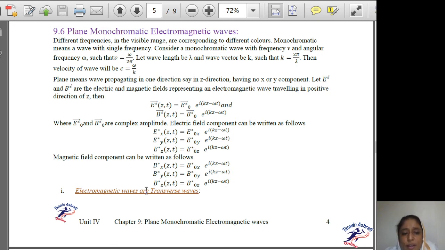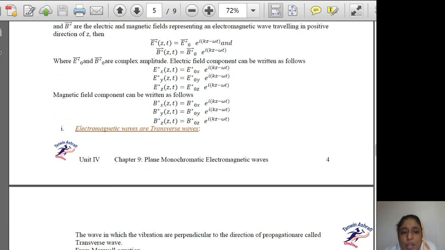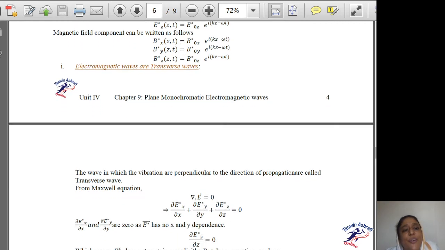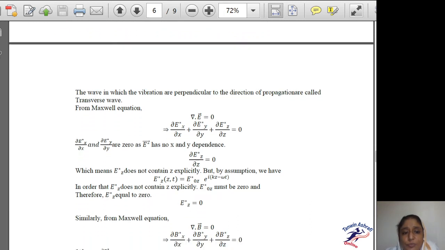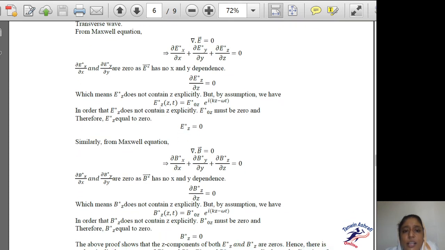Now, electromagnetic waves are transverse waves. This is one of the main topics, whether they are longitudinal waves or transverse waves. A wave which has a vibration perpendicular to the direction of propagation is called a transverse wave. And from the Maxwell equations, we have del dot E equal to 0.